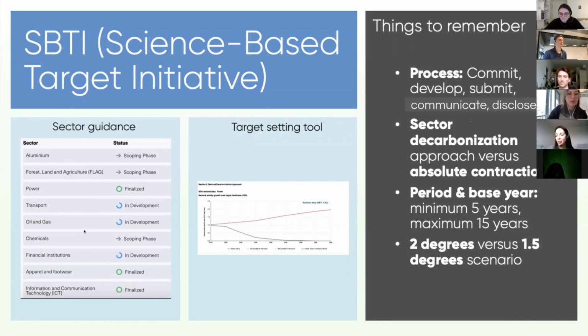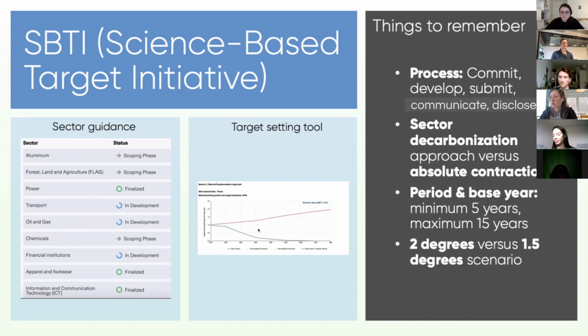SBTI has a very simple and transparent process with very tangible steps to go through. As a company, you first commit to setting a target, then you develop this target, you submit the target, the SBTI will review the target to see if it was prepared in accordance with the criteria set by SBTI, and then you can communicate and disclose your targets.